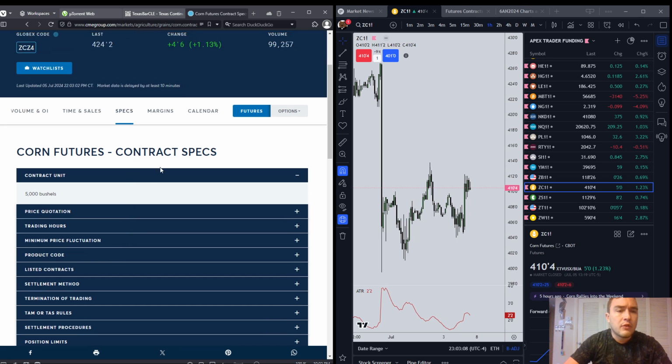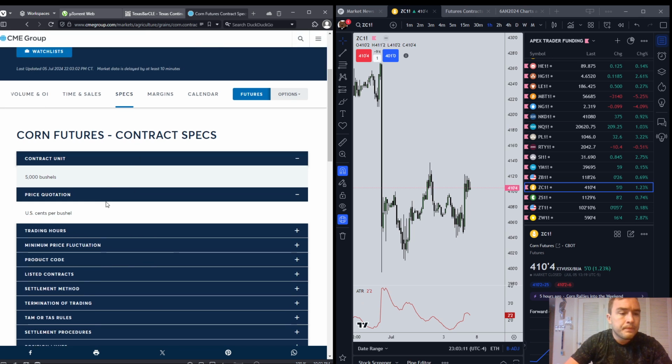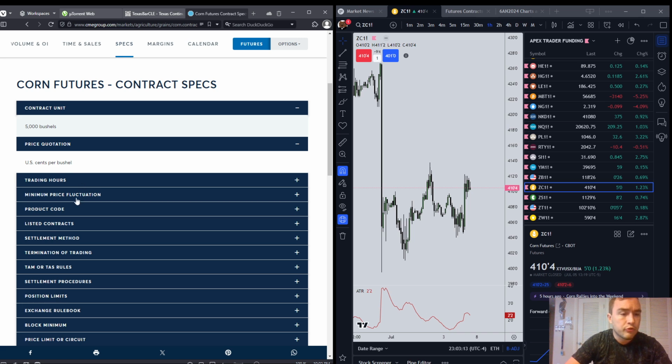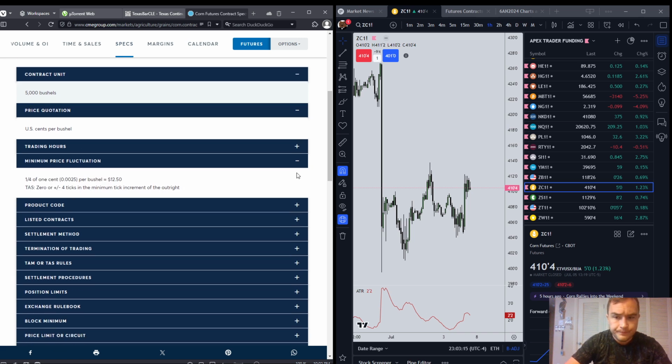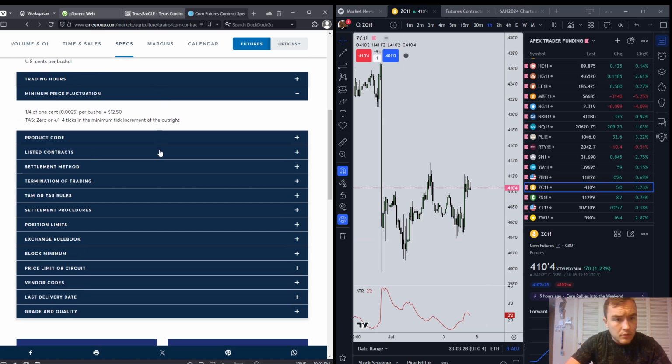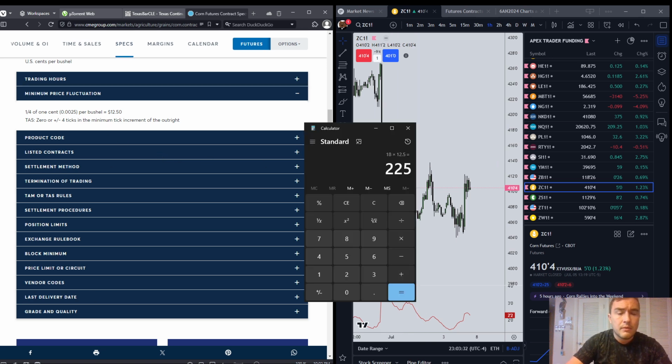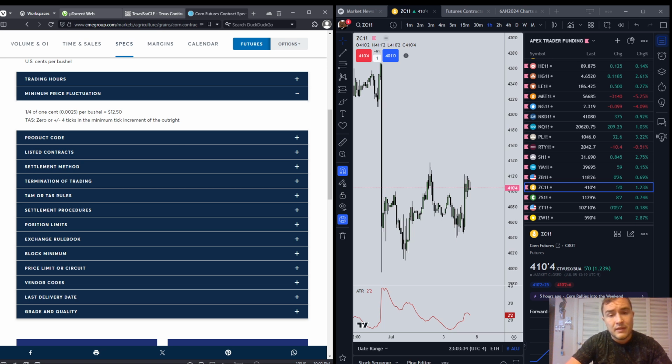Okay guys, contract unit, 5,000 bushels of corn. Price quotation is US cents per bushel. Minimum price fluctuation is 1/4 of 1 cent per bushel, which is another $12.50 move. So every time that it moves, it is $12.50.